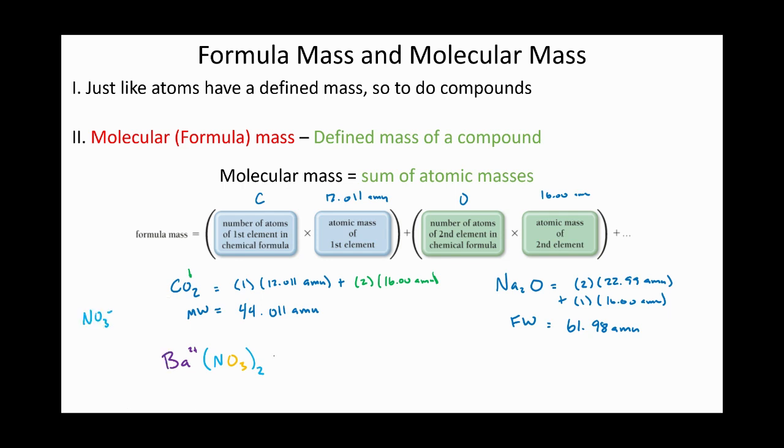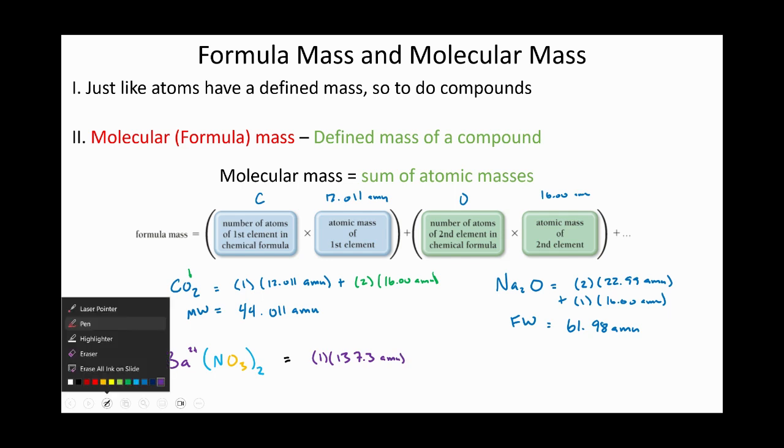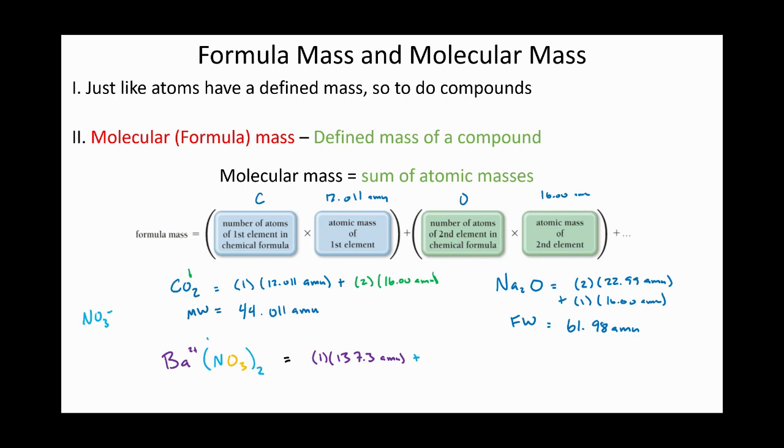If we were to do the formula weight for this, we're still going to do the same thing, but we're going to be very intentional about how we do it. We have one barium. We look up its atomic mass, and that's 137.3 AMU. We then add to that our mass of nitrogen. Nitrate is contained in these parentheses, and it's being multiplied by 2, so everything inside the parentheses is multiplied by 2. So we have a single nitrogen multiplied by 2, that's two nitrogens with their atomic mass of 14.01 AMU.